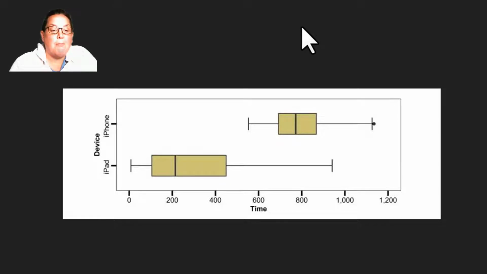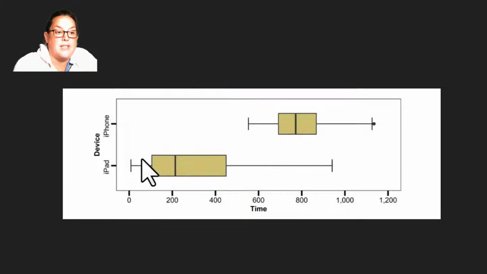For these two box plots, the iPhone box portion is completely above the iPad box, so I can say that it appears the median time spent is greater for the iPhone because it is further up and does not overlap the iPad. The other thing is, in terms of variability, you can think about the size of the box. Because the iPad box is much larger than the iPhone box, I think the variability for the iPad is bigger.